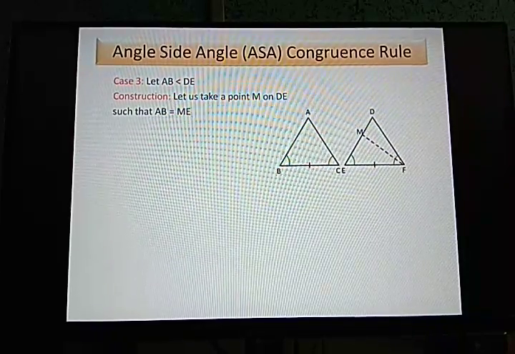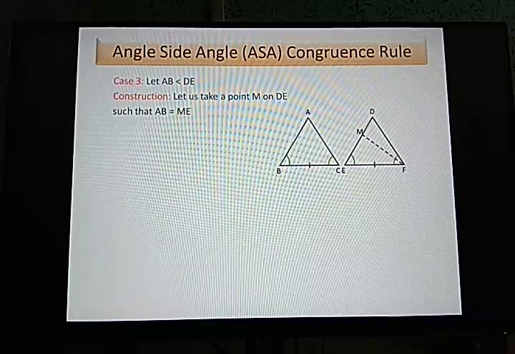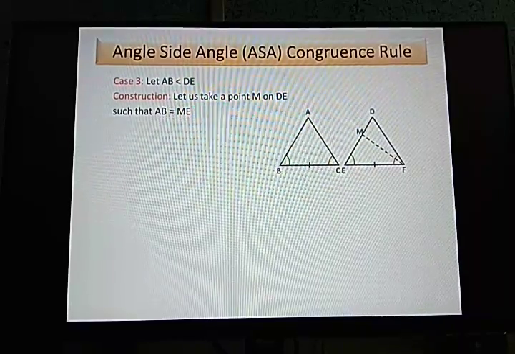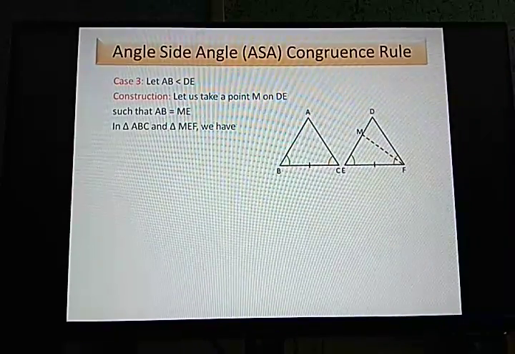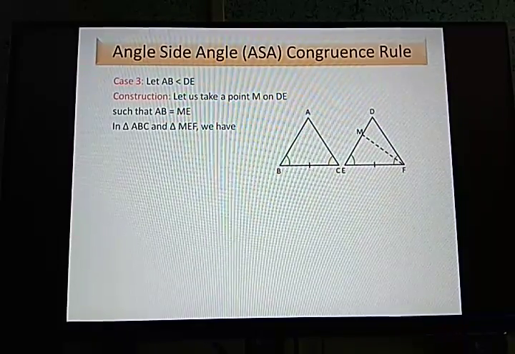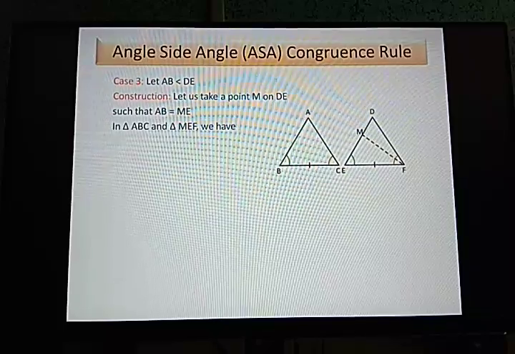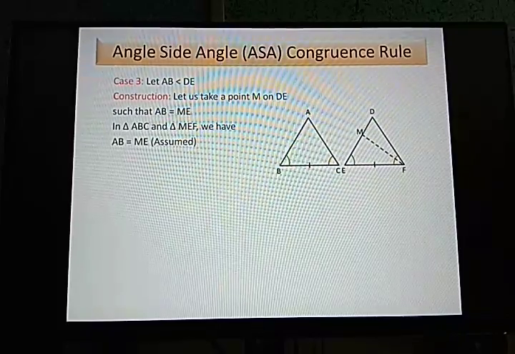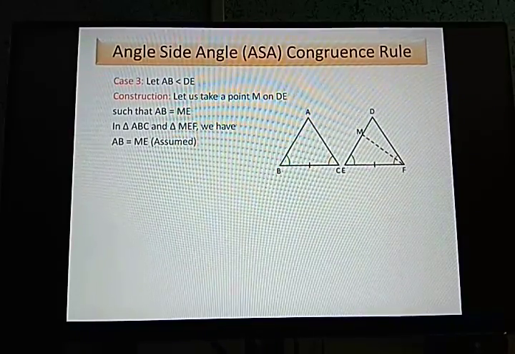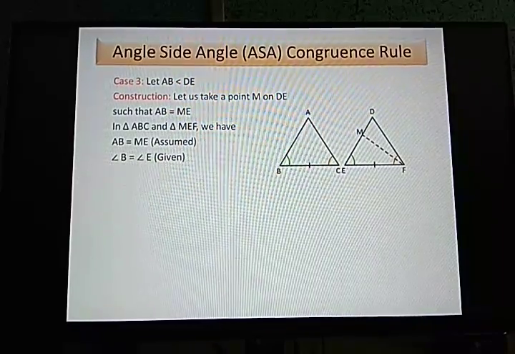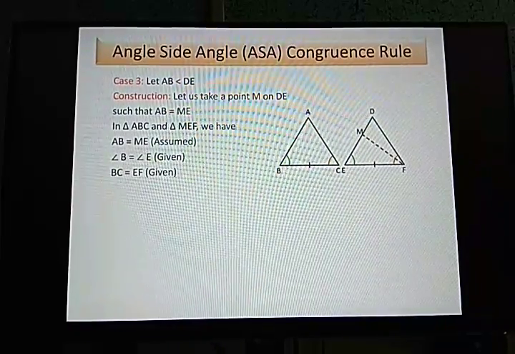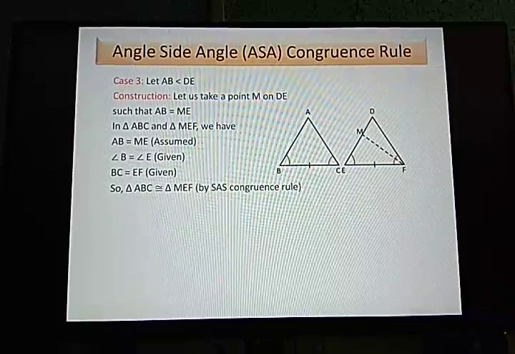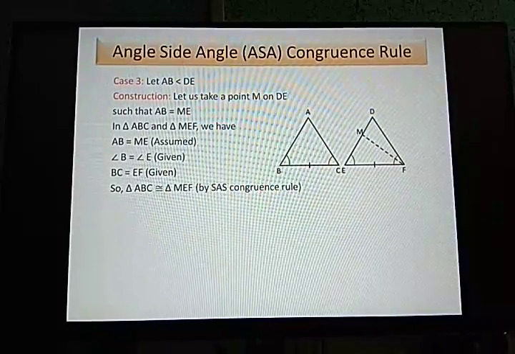Now this is also obviously not possible. From the figure itself we can understand, but we have to contradict this fact and show that this is not possible. So let us proceed. If we consider the triangle ABC and triangle MEF, then which corresponding parts are equal? First of all, AB equals ME. It is assumed. Then similar to the earlier case, angle B is equal to angle E, given, and BC is equal to EF, also given. So again, by SAS congruency, triangle ABC is congruent to triangle MEF.